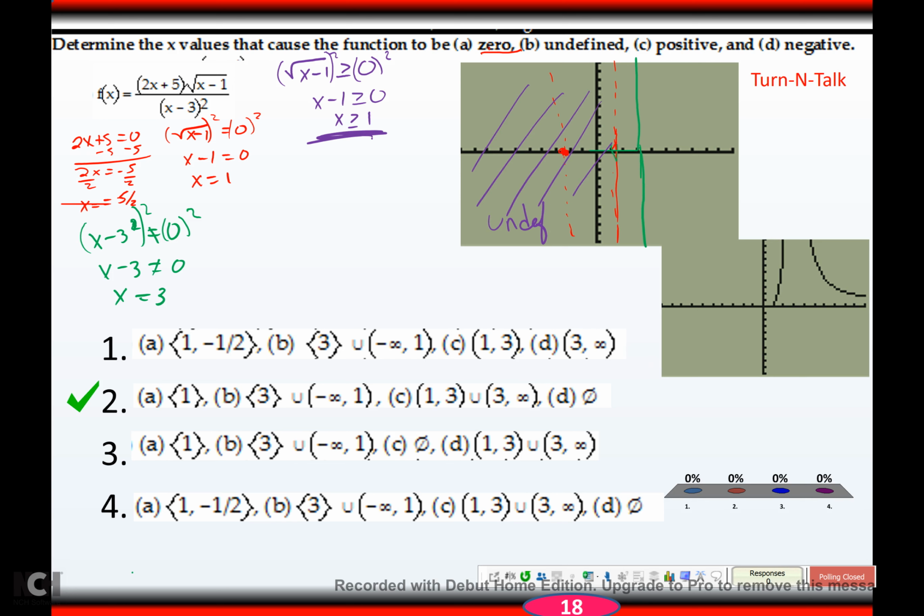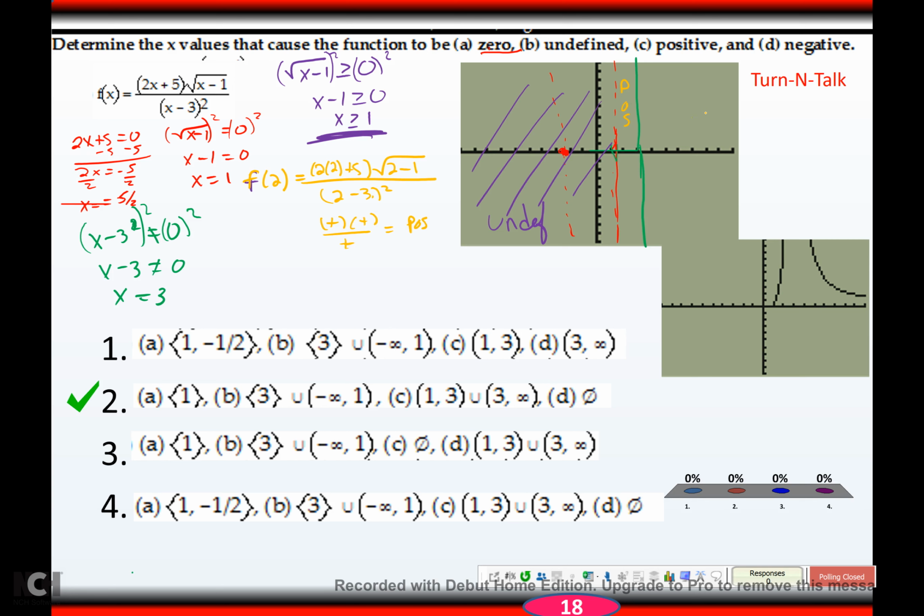And then I have to test. If I pick something between 1 and 3, I'm going to pick 2. F of 2, I would have 2 times 2 plus 5, square root of 2 minus 1 over 2 minus 3 squared. That's 4 plus 5 is 9. That's a positive. 2 minus 1 is 1. Square root of 1 is positive. That's negative 1 squared, but that's a positive. And a positive divided by a positive is going to be positive. So this section right here is positive.